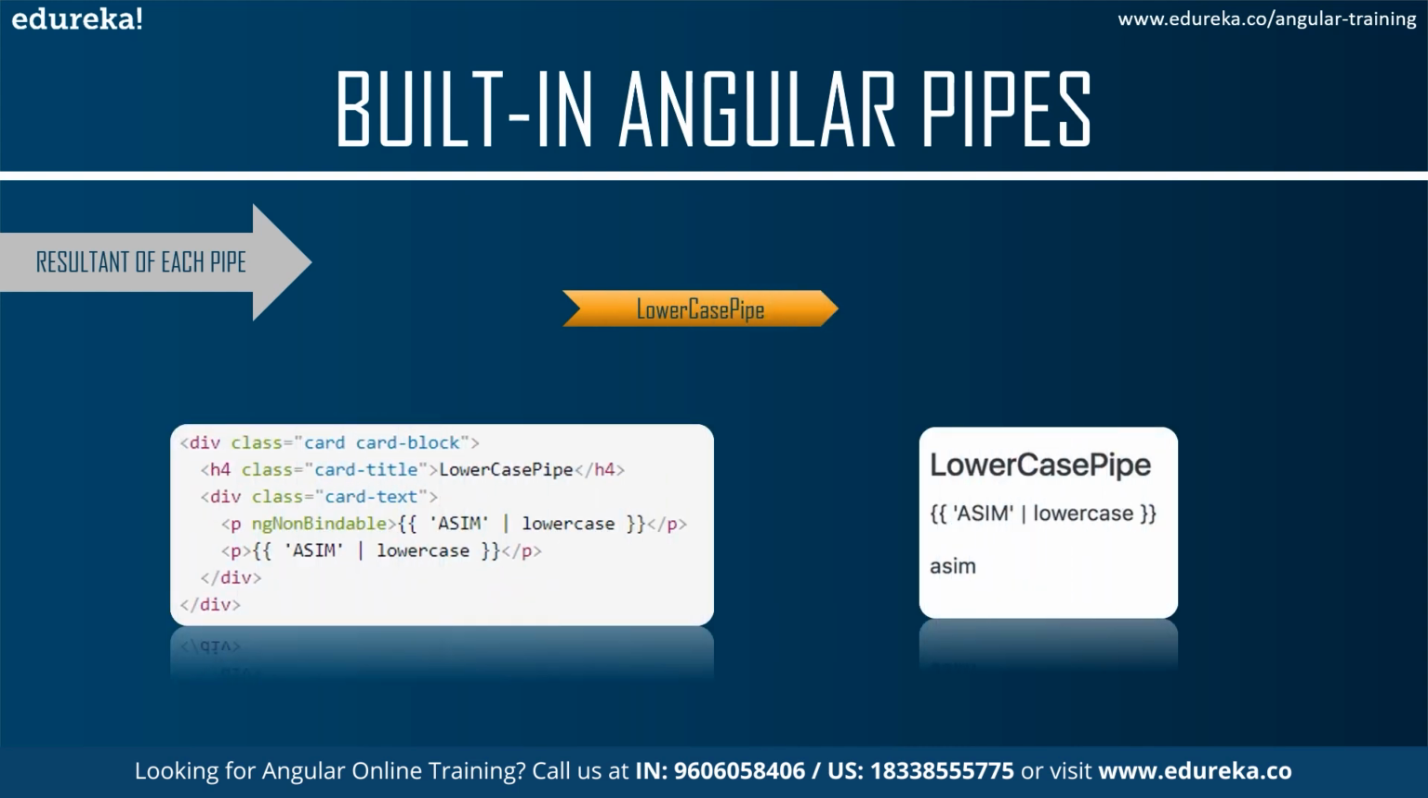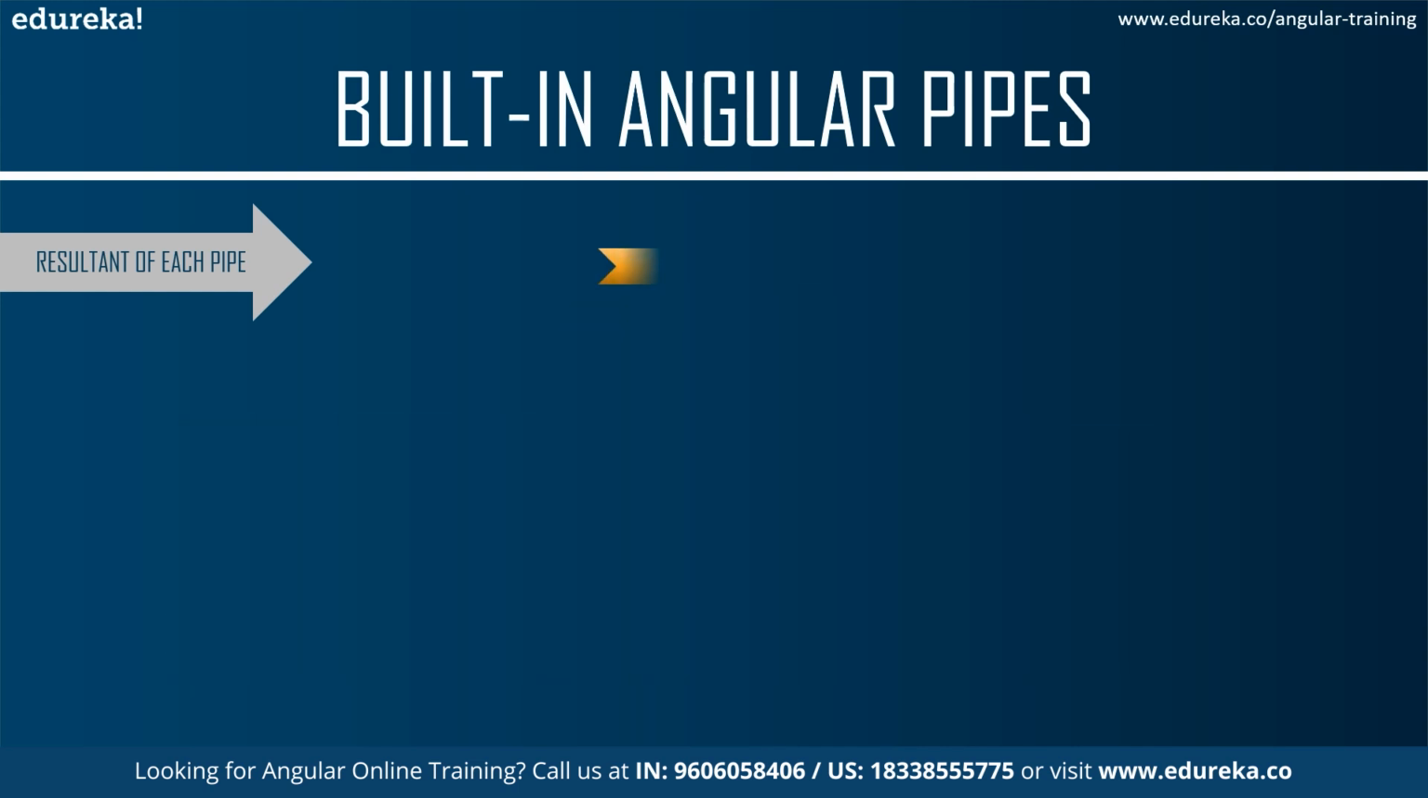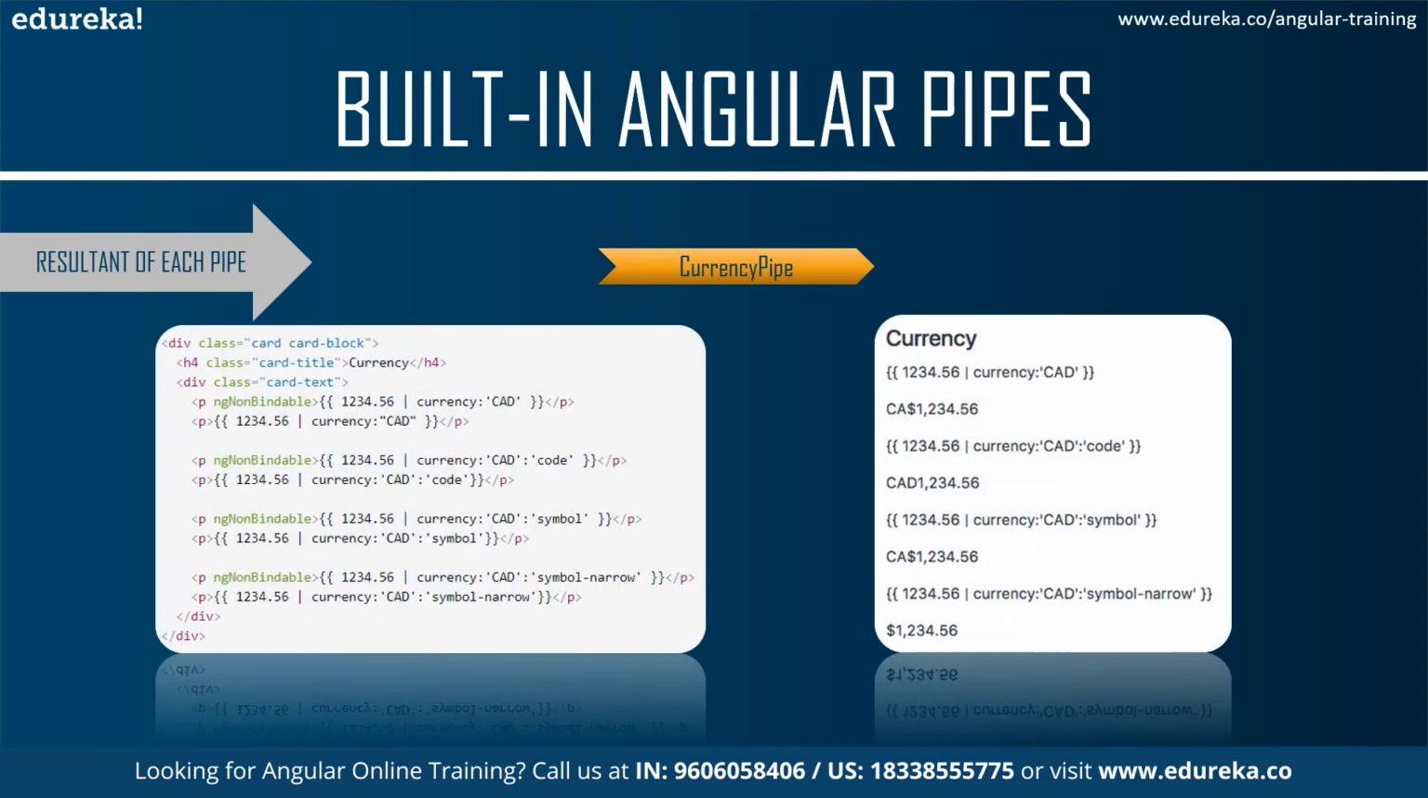Similarly for the lowercase pipe as well. Next comes the currency type. Again, in the currency type, since your data can be taken as the decimal format, it can be passed with pointers. Again, our parameterized type of pipes have been implemented here, since we have used a colon as the separator to pass on each of the parameters. Now here, as you can see, code, symbol, and symbol narrow are our secondary parameters.